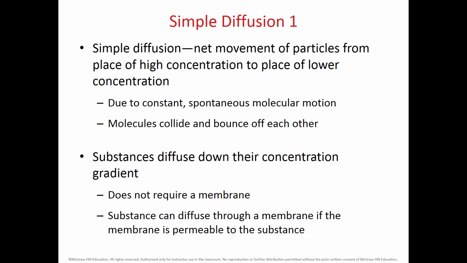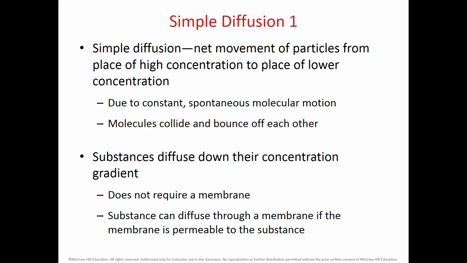Now, simple diffusion, which is also a passive mechanism of transport, is the movement of particles from an area of high concentration to low concentration. The movement of the particles happens because the particles are in constant motion. As these particles move, they collide and bounce off each other, and then they can be kicked out from an area of high concentration into an area of low concentration.